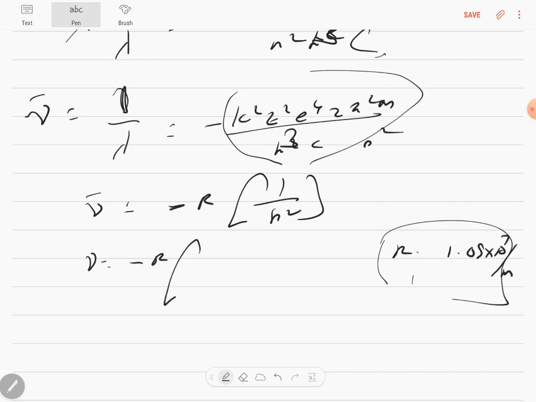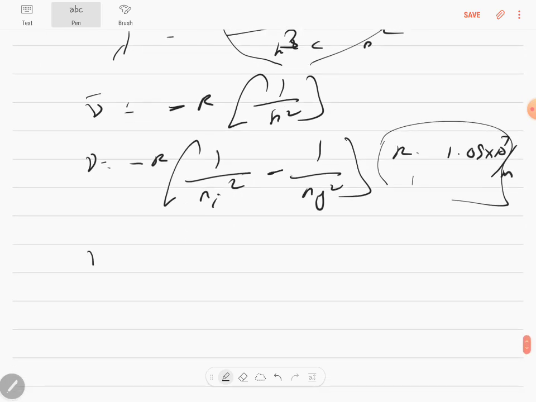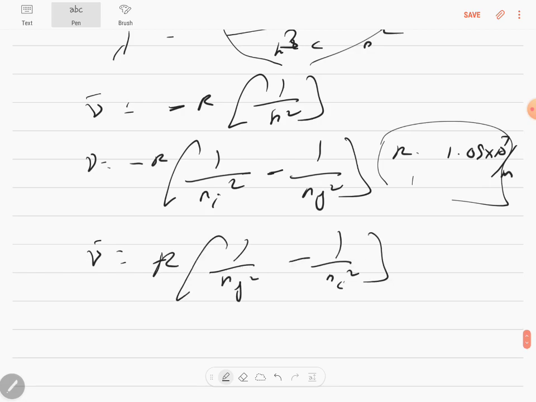Supposing it's jumping from, normally it's jumping from a higher octet to a lower octet. It's the higher energy minus lower energy. So there will be n initial square, which is the higher octet, minus n final square, which will be the lower octet. Taking the negative sign inside, it's 1 by n final square minus 1 by n initial square.